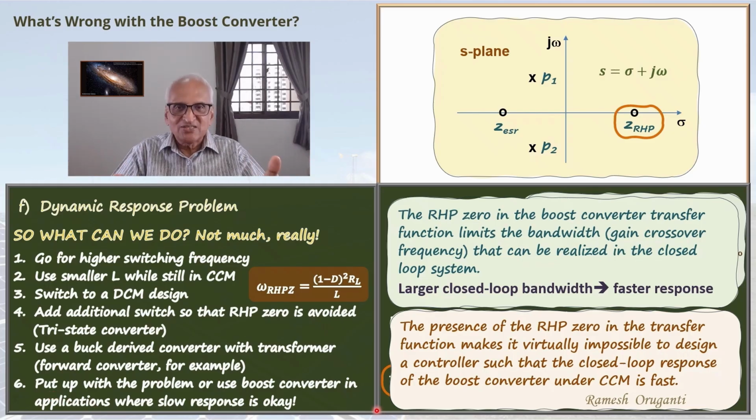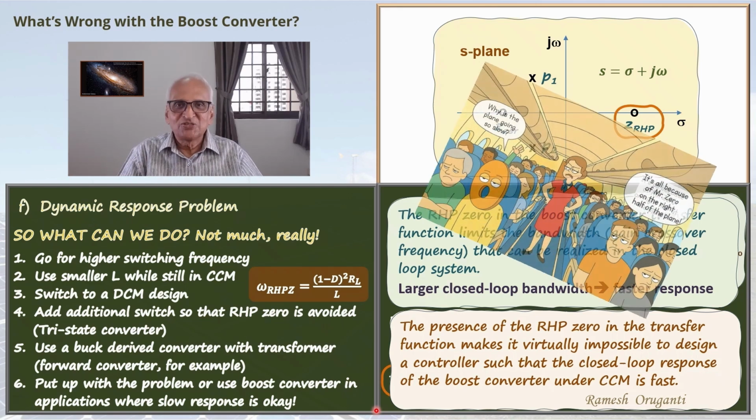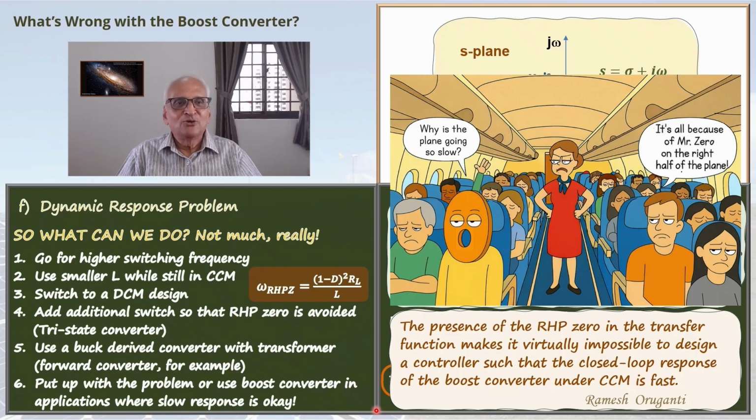So we need to have a last cartoon. So that has to be about right half plane zero. The right half plane zero is the hero of this part. Why is the plane going so slow? It's all because of Mr. Zero on the right half of the plane.